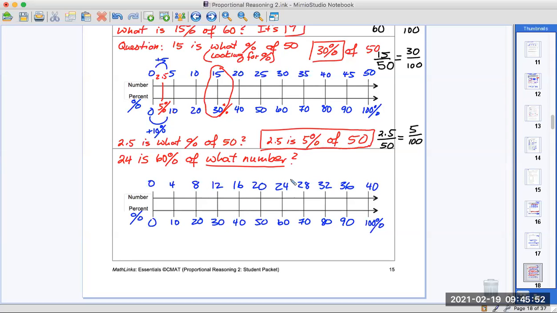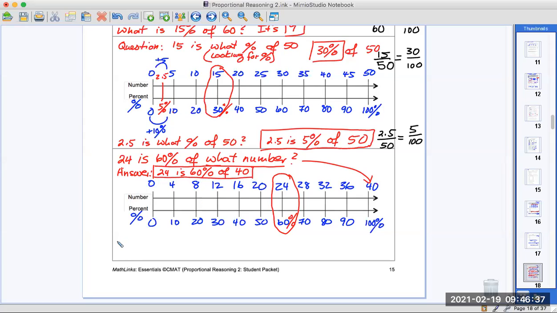So 24 and 60, let me get this straight here. 24 is 60% of what number? Well, it's that number. 24 is 60% of 40. So my answer, I'm going to write it really cool to where everybody understands it. 24 is 60% of 40. Okay. And I always like my answers boxed.